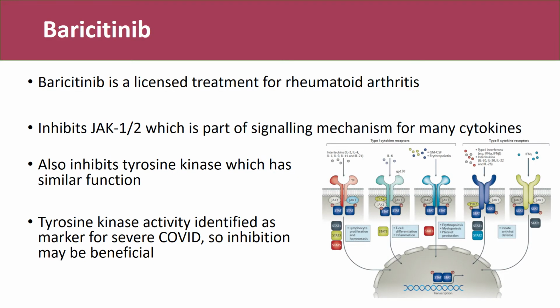Baricitinib is a licensed treatment for rheumatoid arthritis. It inhibits JAK1 and 2, which is part of the signaling mechanism for many cytokines, as shown in this figure. The JAK-STAT system transmits the signal from cytokines binding a receptor on the cell surface through to the nucleus, where they affect gene transcription. Baricitinib also inhibits tyrosine kinase, which has a similar function. Tyrosine kinase activity has recently been identified as a marker for severe COVID, so inhibition may be beneficial.